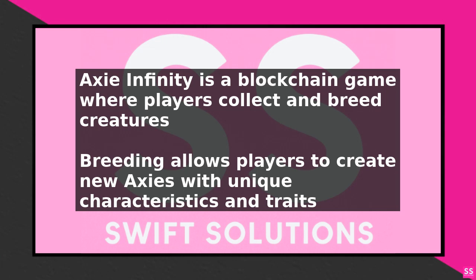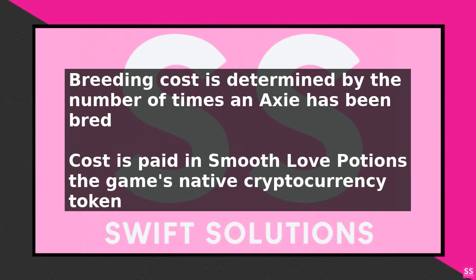To start, let's break down the breeding process. When two Axies are bred, they produce an offspring with a combination of their parents' traits. The cost of breeding is determined by the number of times an Axie has been bred, with each subsequent breed increasing the cost. The breeding cost is paid in the form of smooth love potions, or SLP, which is the game's native cryptocurrency.